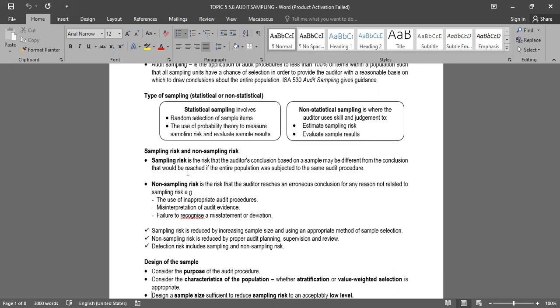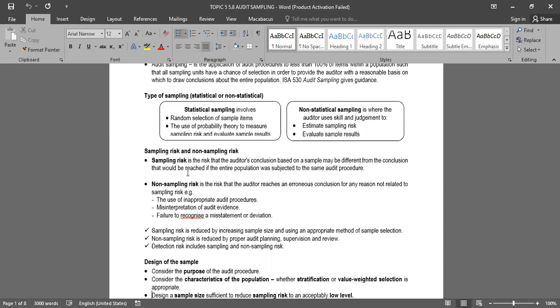Statistical sampling usually has to do with probability, but also we use what we call random selection. You select at random, where everyone has a chance to be selected to be part of the sample. So we say random selection of items, and as we select, of course, we're using probability. The chance of someone being selected among the sample is just probability. So we're saying random selection of sample items, or the use of probability theory to measure sampling risk and evaluate sample results. So at the back of our mind, as we sample, as auditors, we want to be sure that we avoid sampling risk, and also we find a way of evaluating the sample results.